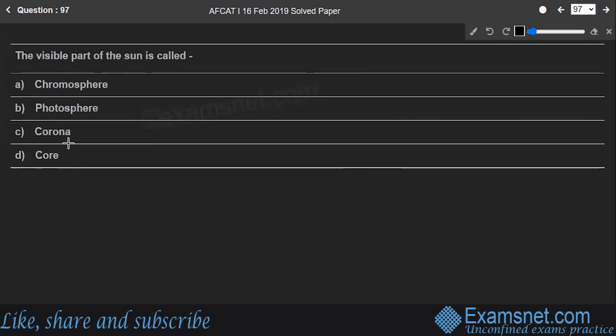Next is question number 97. The visible part of the sun is called chromosphere, photosphere, corona, or core. Well, the boundary between the sun's interior and the solar atmosphere is called the photosphere. It is what we see, the visible surface of the sun. And option B is the correct answer to the question, photosphere.